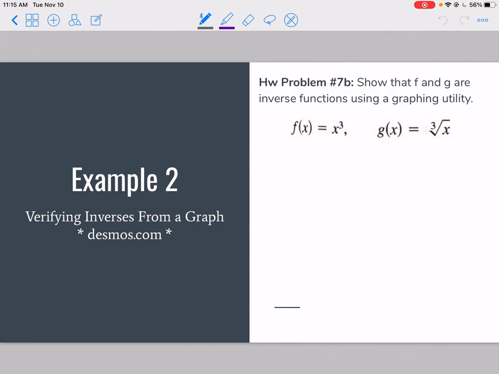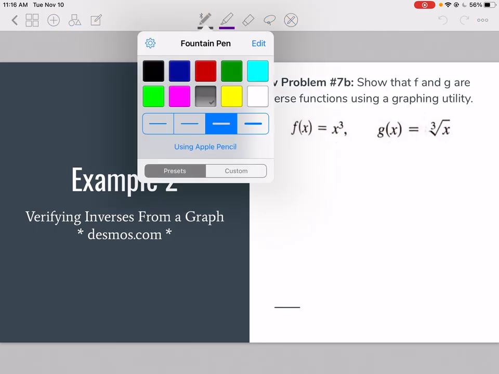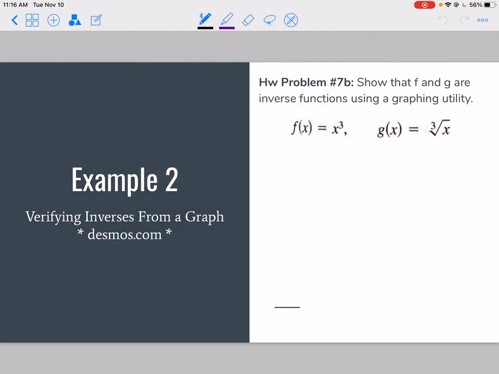Okay. So now let's verify inverses using graphs. So this is a homework problem. Number 7b, it says show that functions f and g are inverse functions using a graphing utility. So graphing utility just means Desmos or a graphing calculator or an app if you have one. So I just plugged these two things into my graphing calculator. I'll show you in a second. So we have f of x equals x cubed, and we've got g of x equals cube root of x.